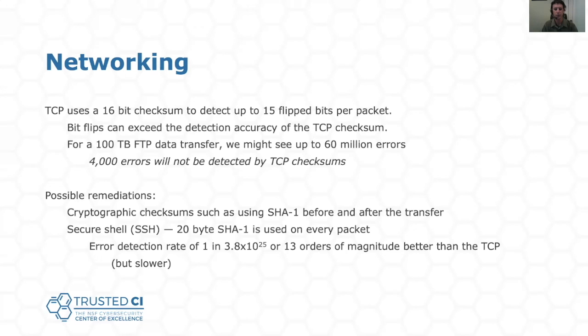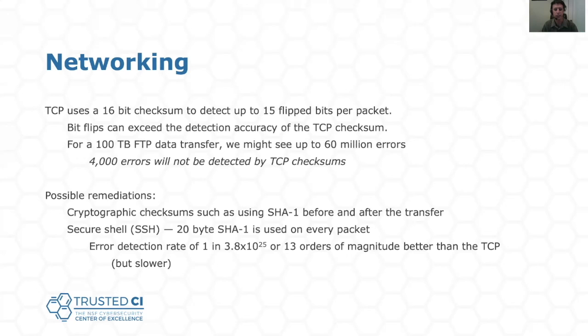To give an example, for a 100 terabyte FTP data transfer, we might expect to see up to 60 million errors, from which as many as 4,000 errors will not be detected by TCP checksums. An alternative method is to utilize cryptographic checksums such as SHA-1 before and after the transfer. The additional error detection can cause I/O and computation overhead. Checksum overhead for computation and I/O has been reported to be anywhere between 30 and 100%.